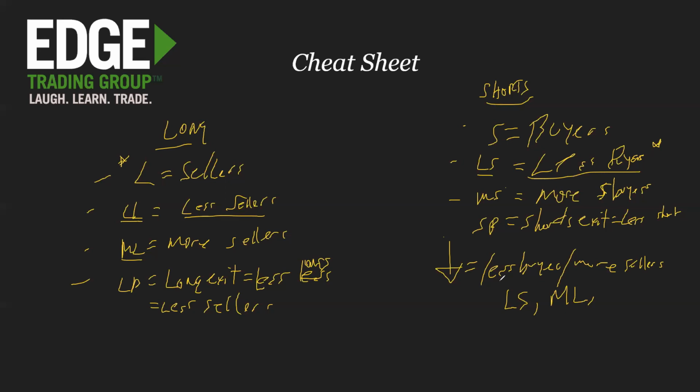Nobody knows? Look at the screen. We know more long. We got ML. What I'm looking for is anywhere in these acronyms, do we have less buyers or more sellers? We have LS and ML. I'll give you a hint. There's one more.